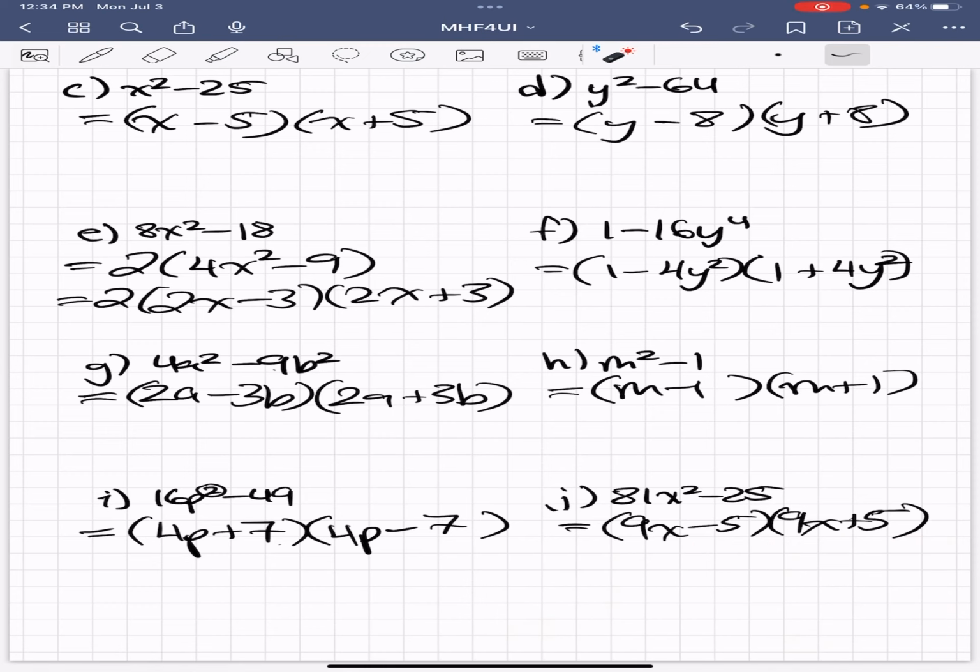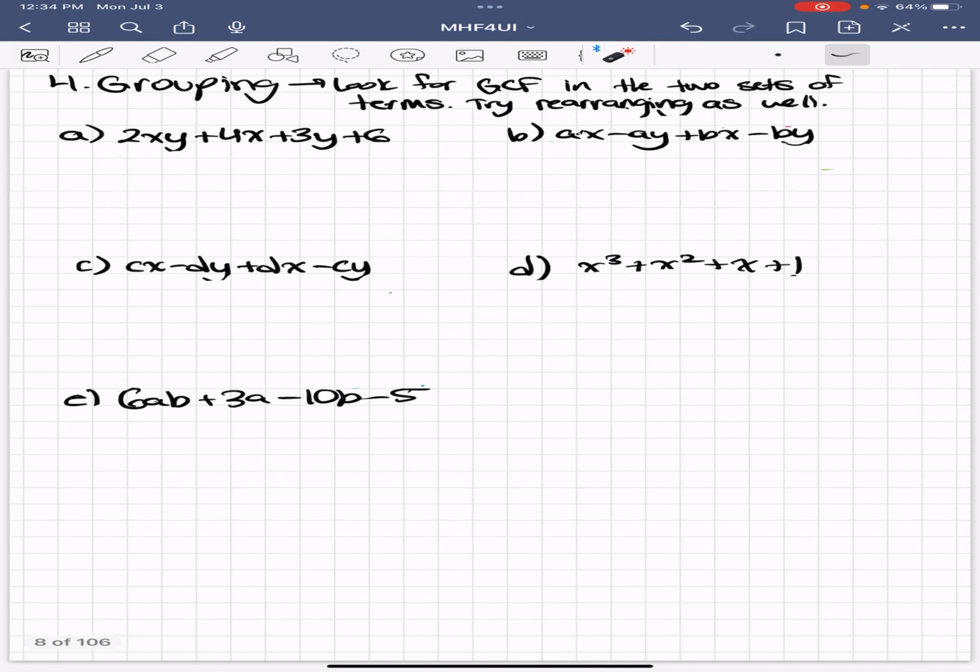And we get the original expression. Okay, now we're ready for factoring by grouping. So I see 2x being a common factor between these two, and a common factor of 3 for those two.